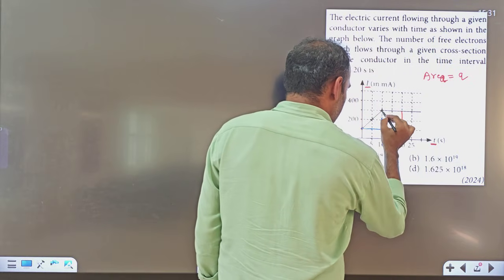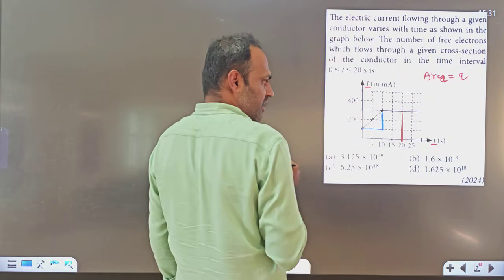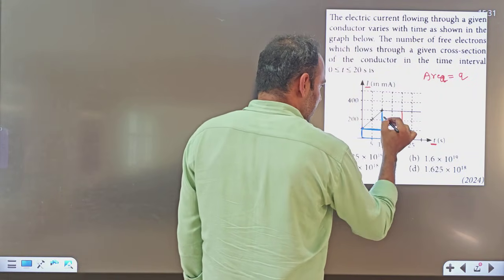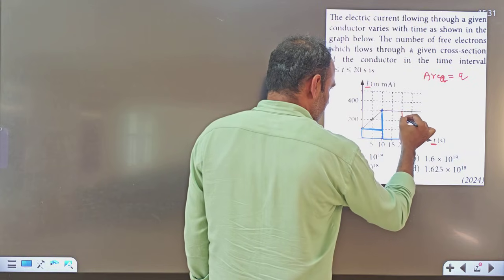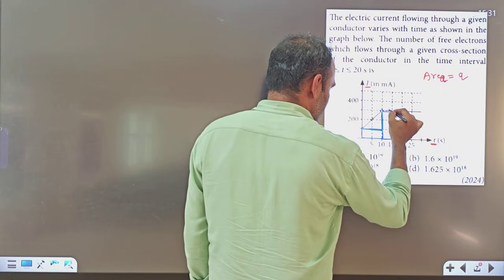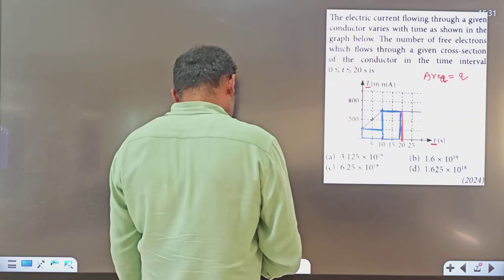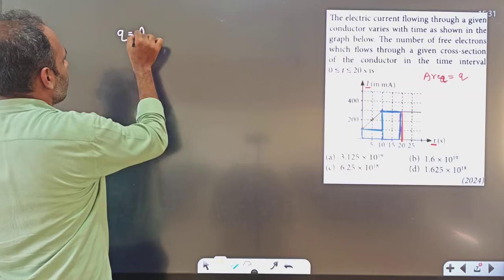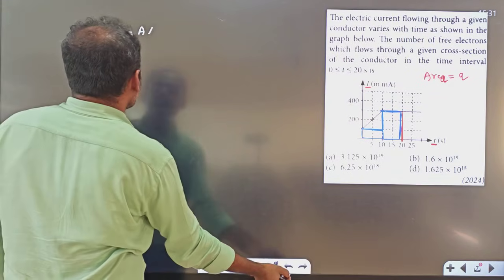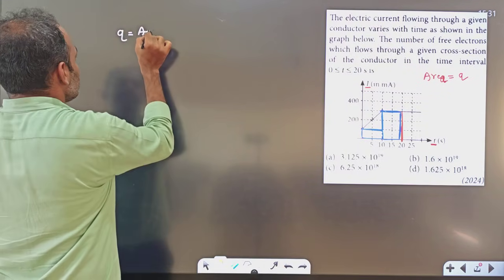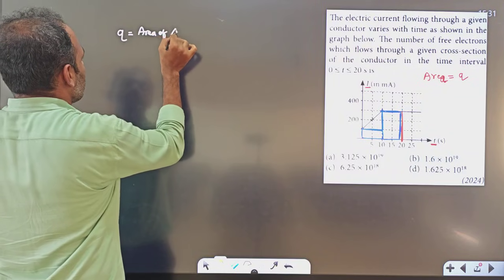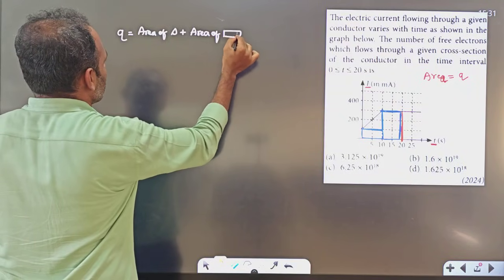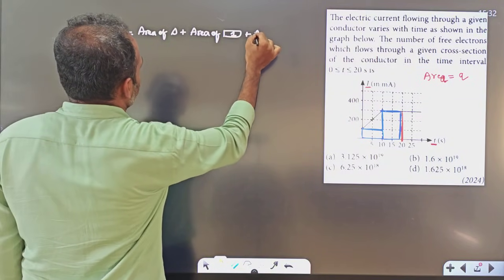See, this is the first right angle triangle we will get. Here we have a rectangle. And here we have another rectangle. So here let us calculate the charge first. So charge Q is equal to area of triangle 1 plus area of rectangle number 1 plus area of rectangle number 2.